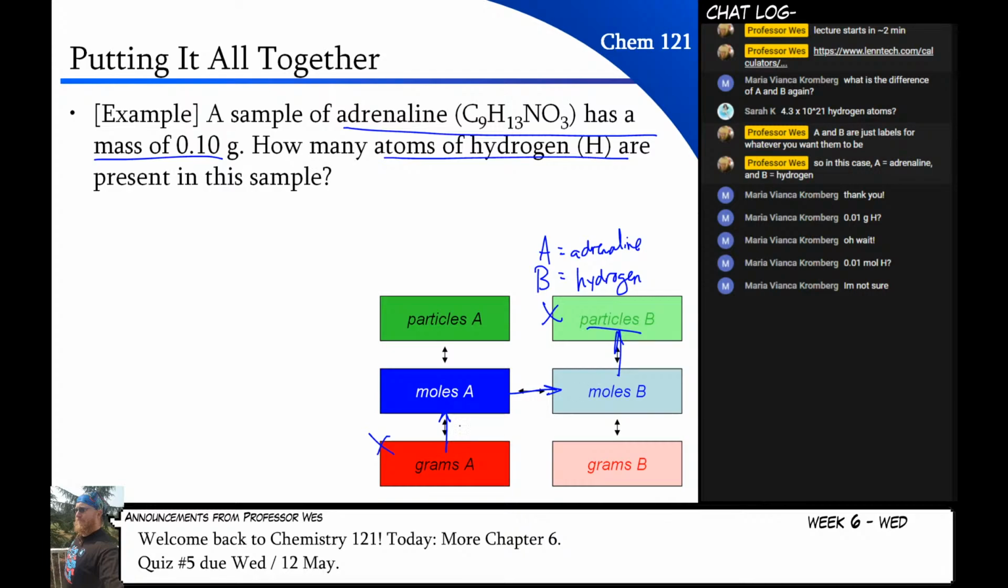So that means I need to figure out grams of adrenaline to moles of adrenaline. So we'll go grams of adrenaline. I'm going to just abbreviate it ADR. How many grams of adrenaline are in a mole of adrenaline? Well, according to Lentech, and I didn't look this up during the break, but I should have, that is 183.20.